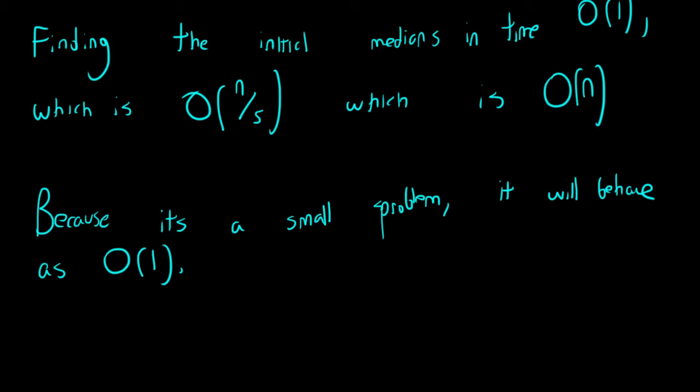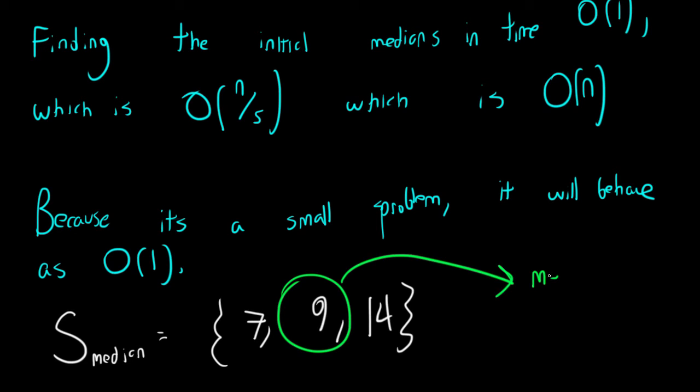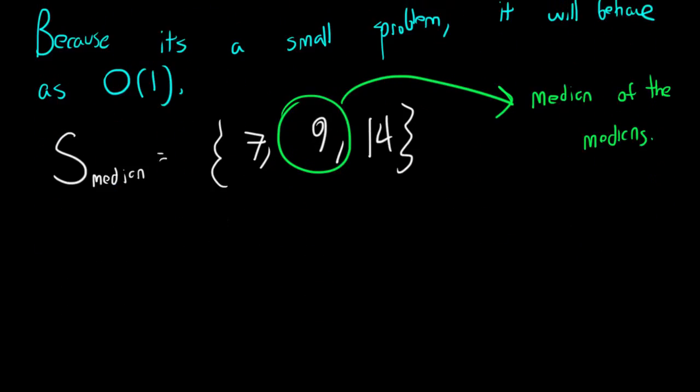So we want to find the median of the median, right? So we will have our subgroup of medians over here. And we can just go ahead and order those. It was 7, it was 9, it was 14. Somebody who doesn't know anything about math will know the median here is obviously going to be 9. So this is going to be the median of the medians, and this is going to end up being our pivot.